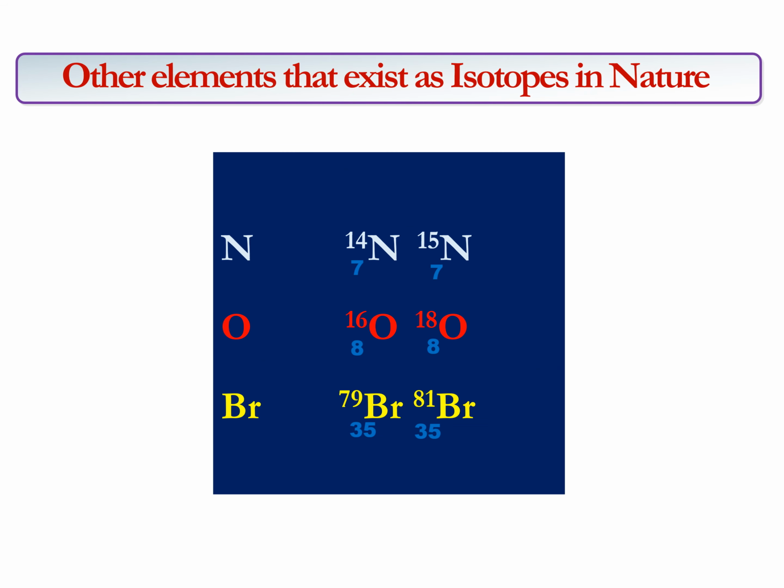Other elements that exist as isotopes in nature are nitrogen. Nitrogen can exist as nitrogen-14 or nitrogen-15. Oxygen can exist as oxygen-16 and oxygen-18. Bromine can exist as bromine-79 and bromine-81. You notice in each case, the atomic numbers are always the same. Only the mass numbers are different.